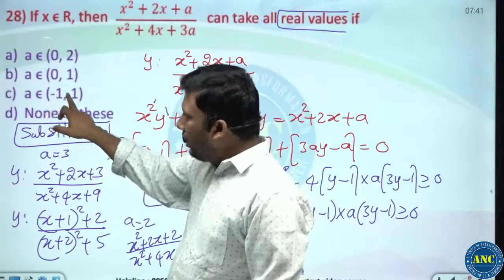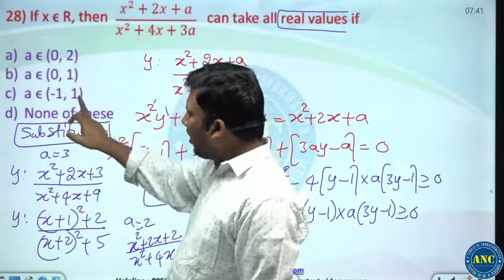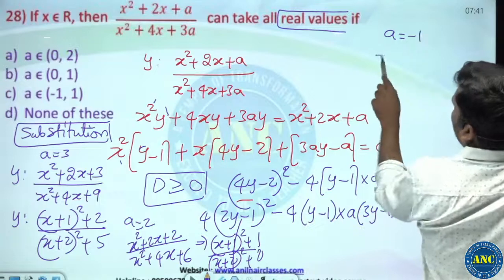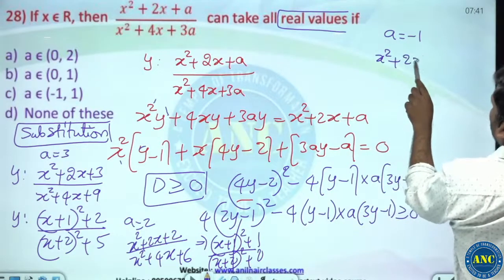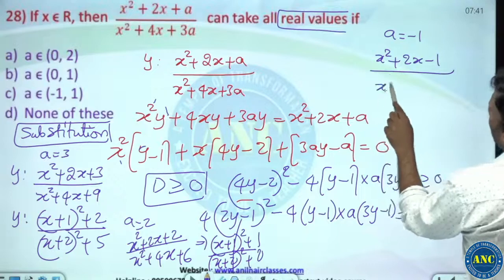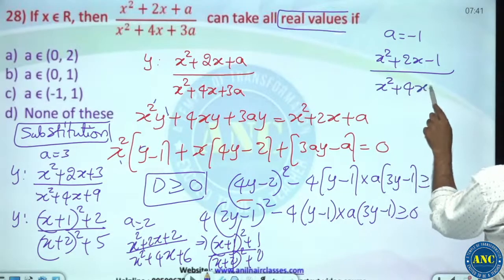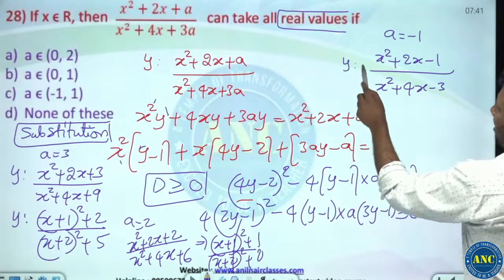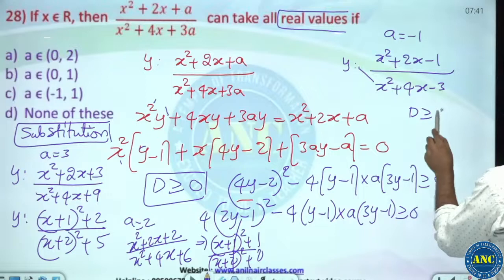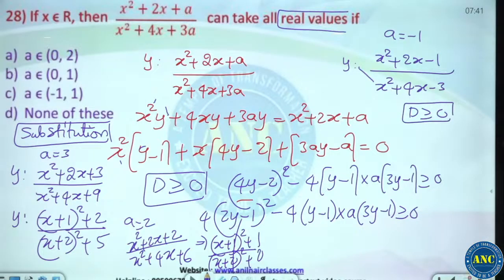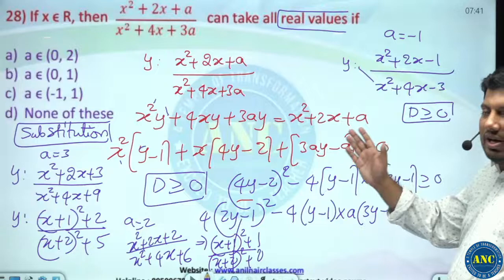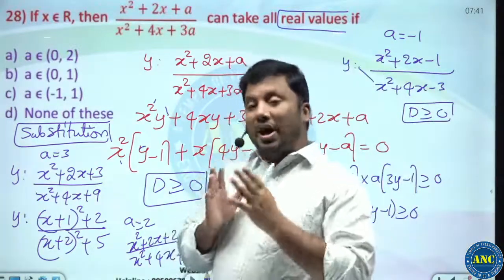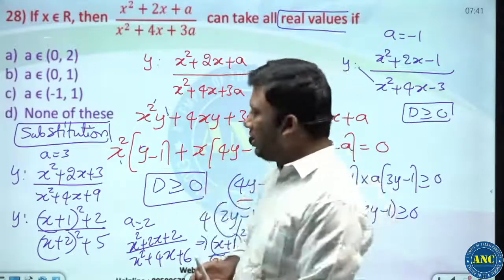a belongs to -1, 1. Let me put a value -1. If I put a value -1, x square plus 2x minus 1 divided by x square plus 4x minus 3. Now do a cross multiplication and check it out. What is the value of d that you are getting? If you are getting real, then C is the answer, otherwise none of this. Wherever the question contains variable, answer contains variable, substitution is the best method.